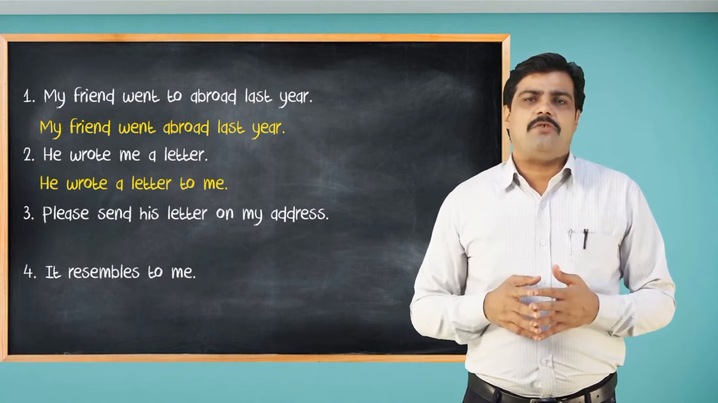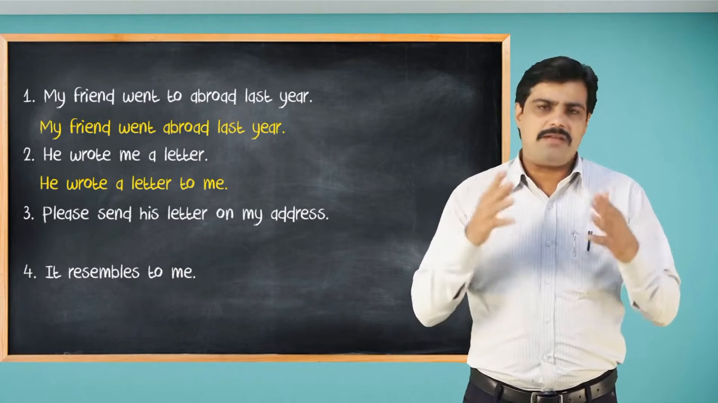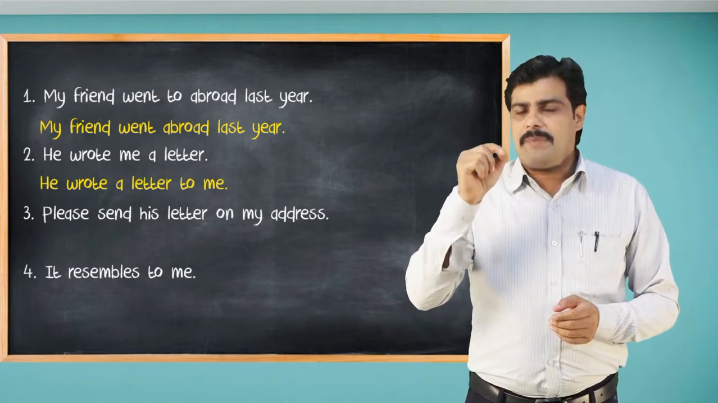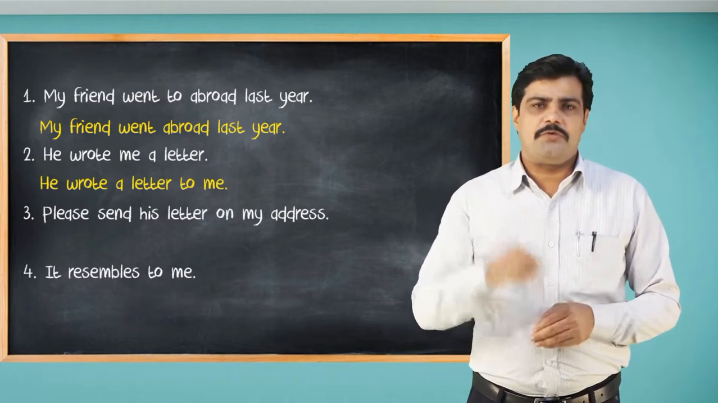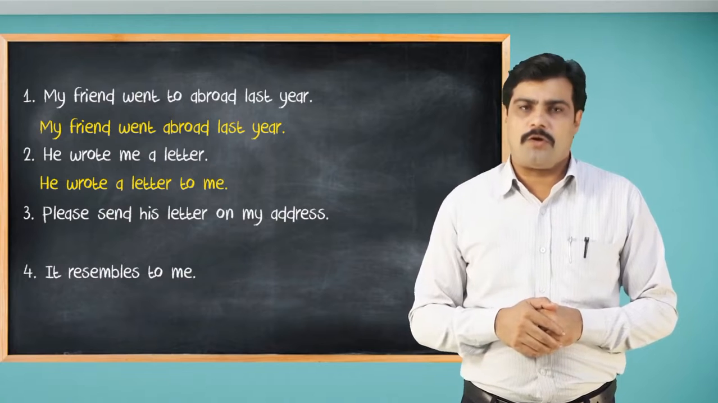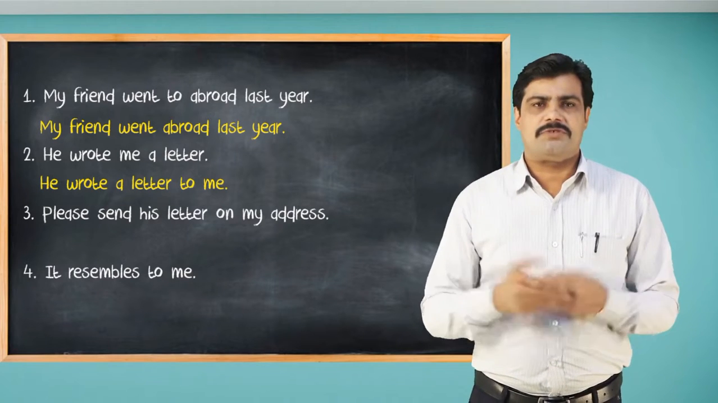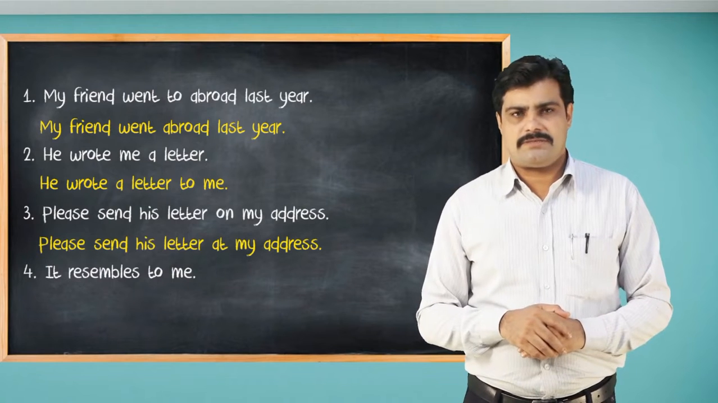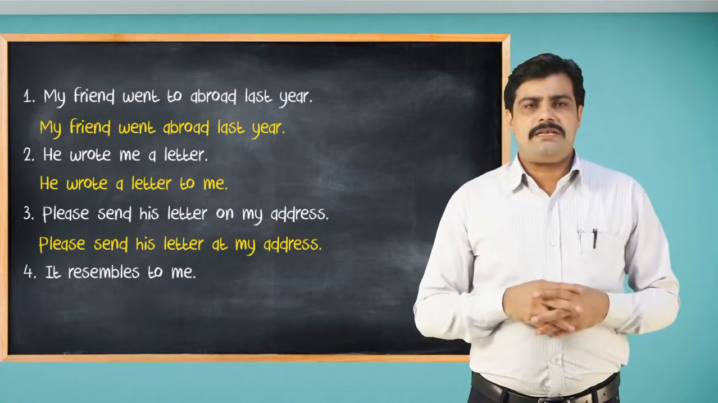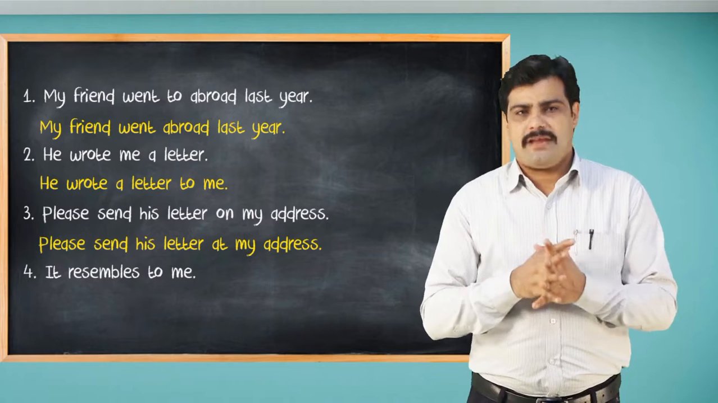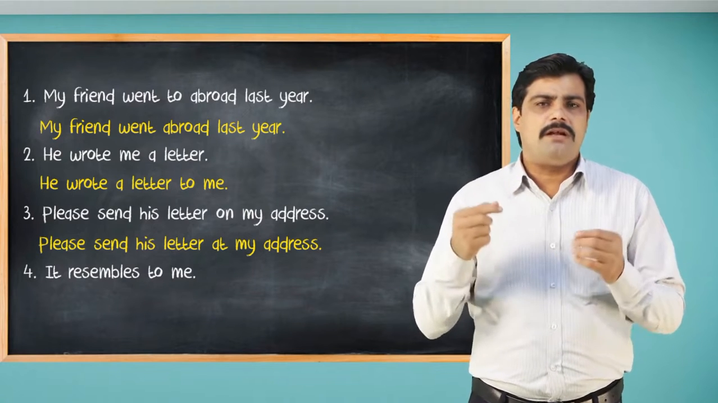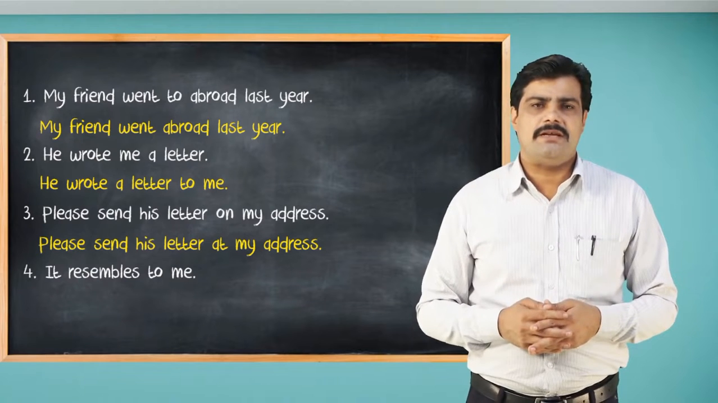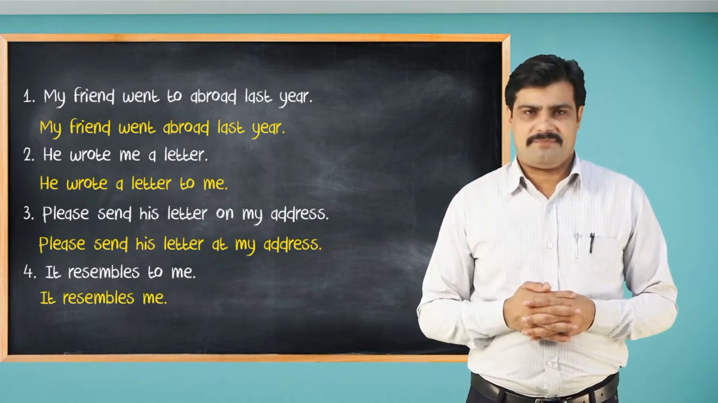Please send this letter on my address. We have learnt already that for address we use the preposition at. So use at in place of on. On is wrong. So say this sentence, please send this letter at my address. The last sentence you see, it resembles to me. The verb resemble doesn't require to after it. So say this sentence, it resembles me.